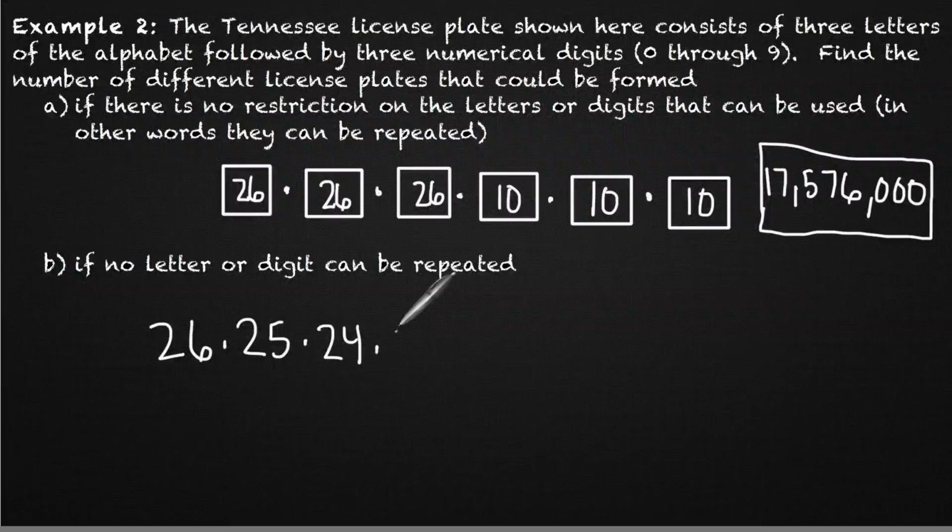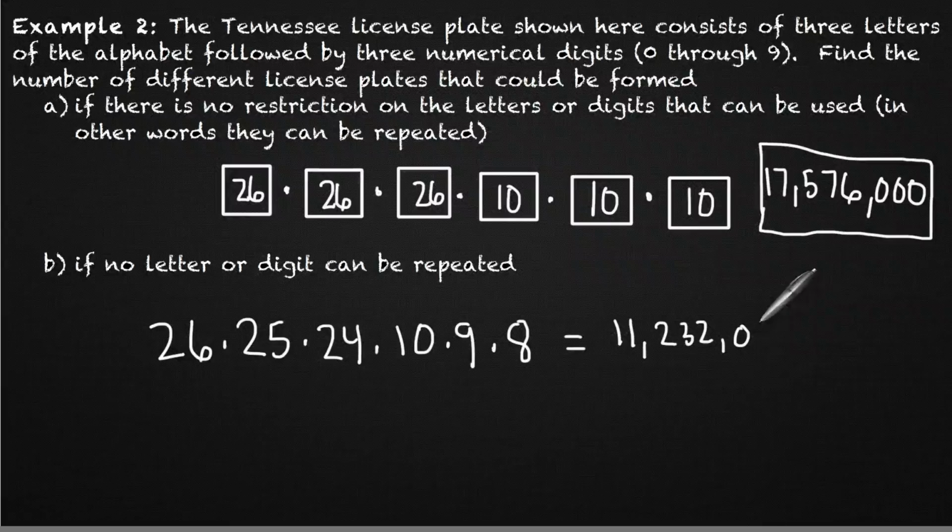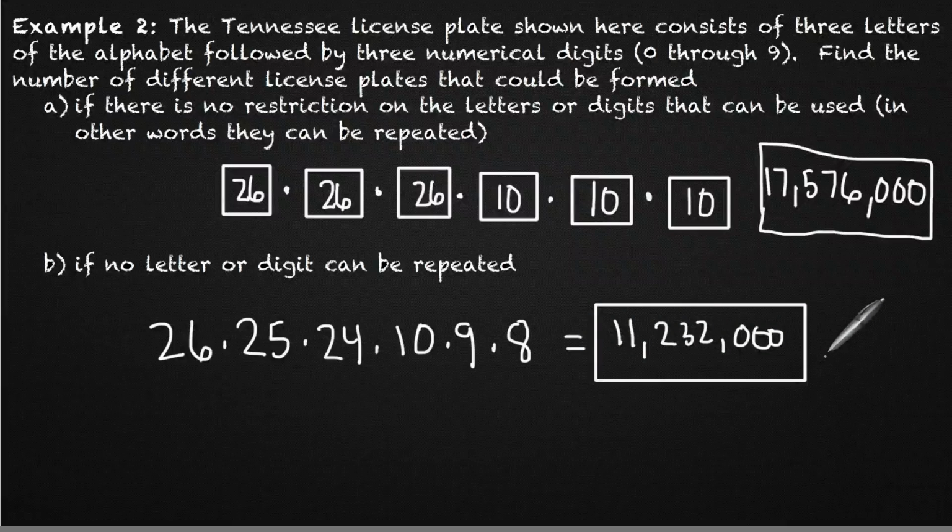And then you have 10 digits. But now you cannot reuse one of them, so you only have 9, and now you cannot reuse 2 of them, so you only have 8. And so that's going to make the number smaller. So that's going to be 11,232,000 different license plates. And so that is the answer for that one.